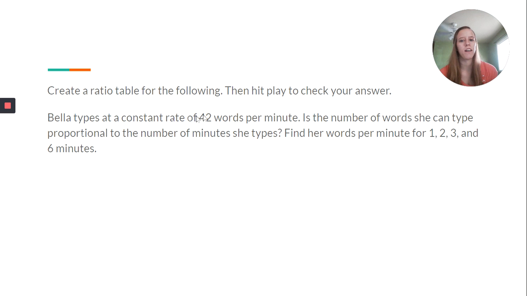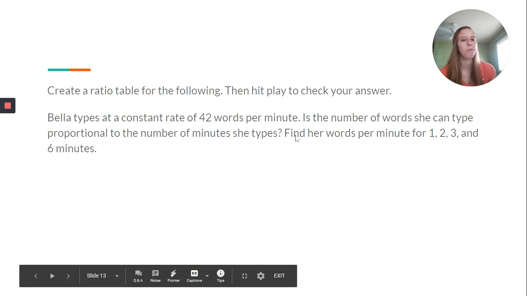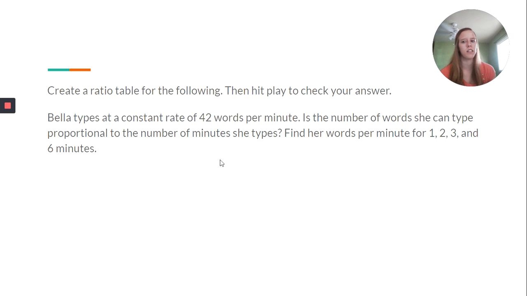Bella types at a constant rate of 42 words per minute. Is the number of words she can type proportional to the number of minutes she types? Find her words for 1, 2, 3, and 6 minutes. So pause, hit play when you're ready to look at the answer.